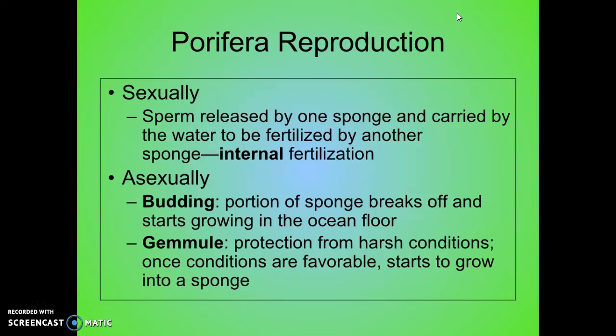Two different types of reproduction: sexually, internal fertilization, which means egg and sperm are fertilized inside an organism. Asexually, we talked about budding. You have a portion of the sponge that breaks off and starts growing on the floor. And this is called a gemmule. It's protection from hard conditions. So what happens is kind of like a cocoon or a covering is over the sponge, and then once conditions are okay for it to grow, it starts to grow into a sponge. I would highlight all three bullets.